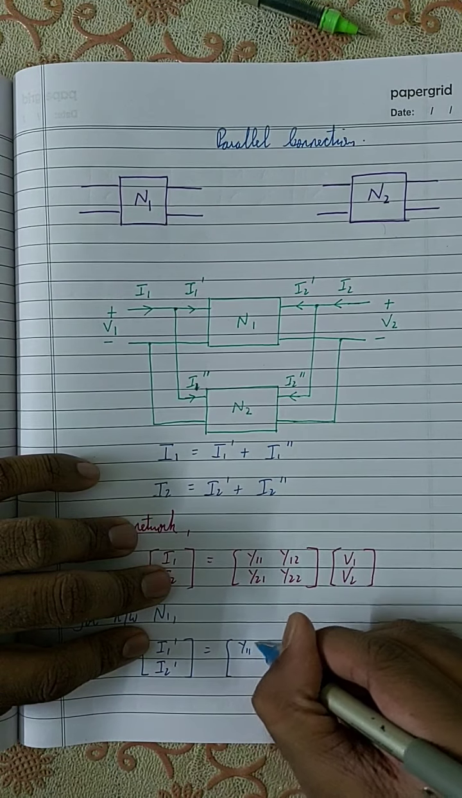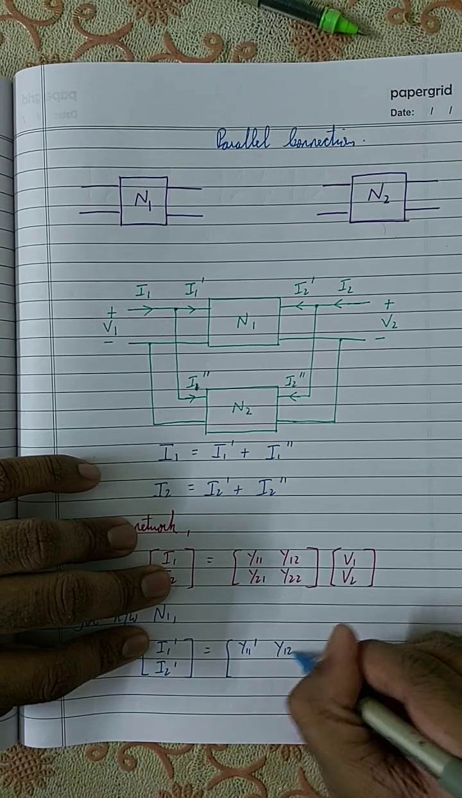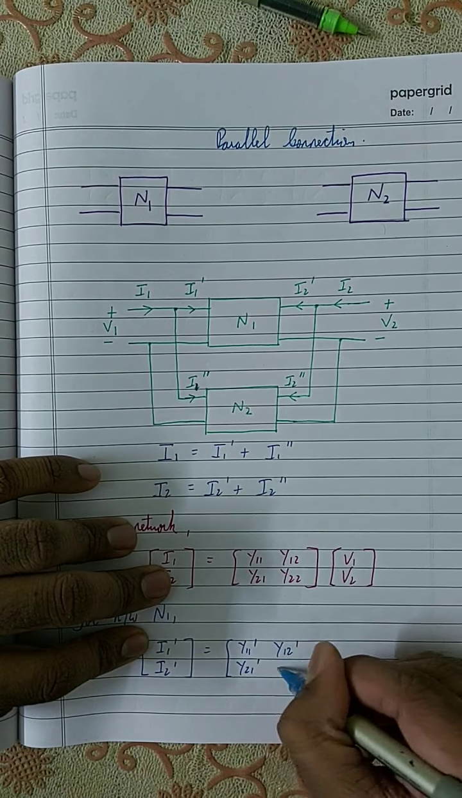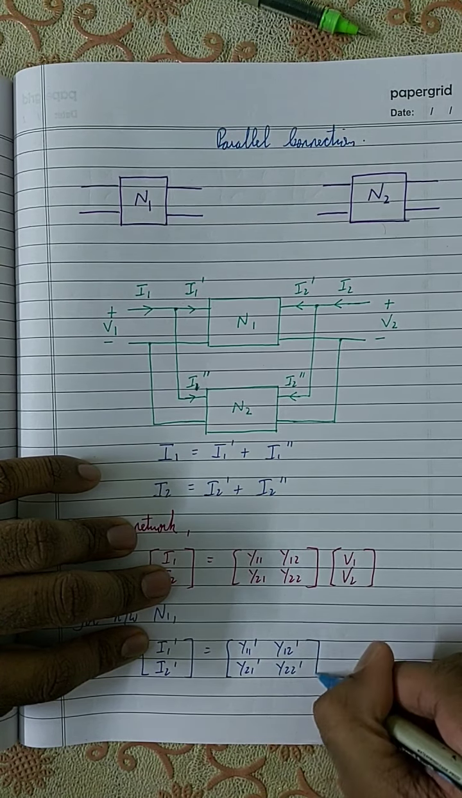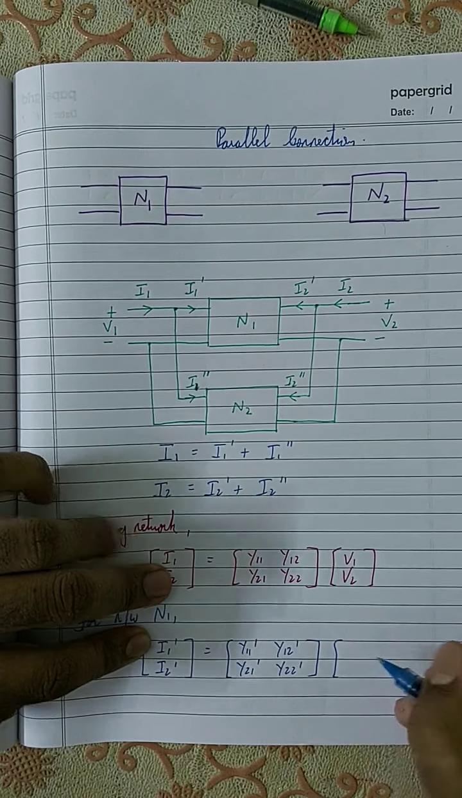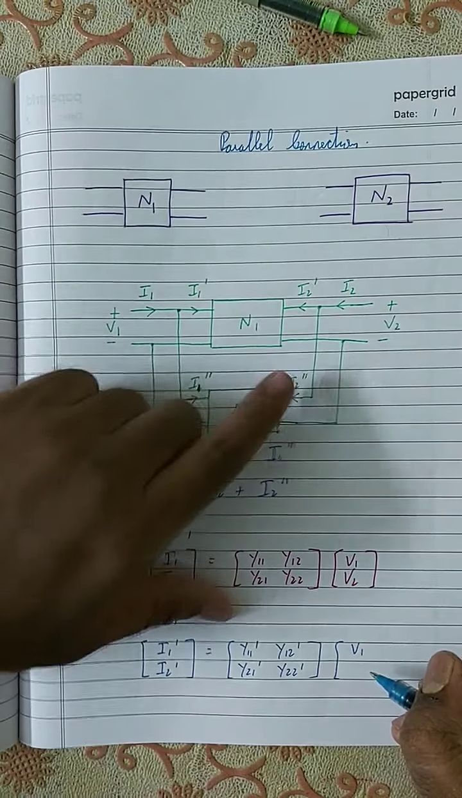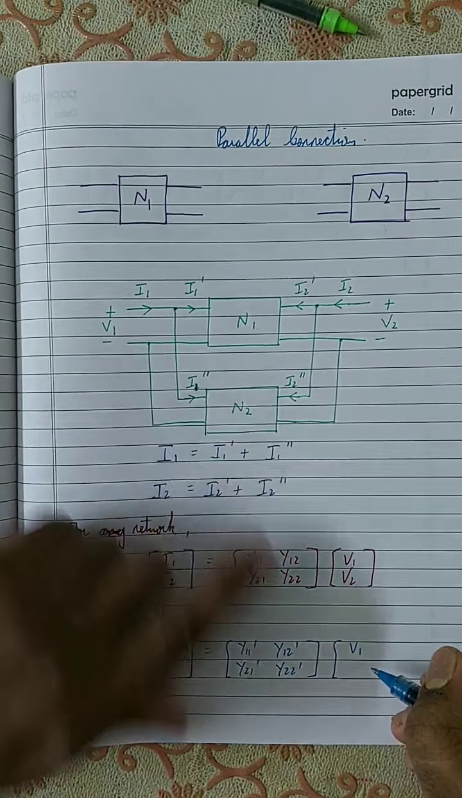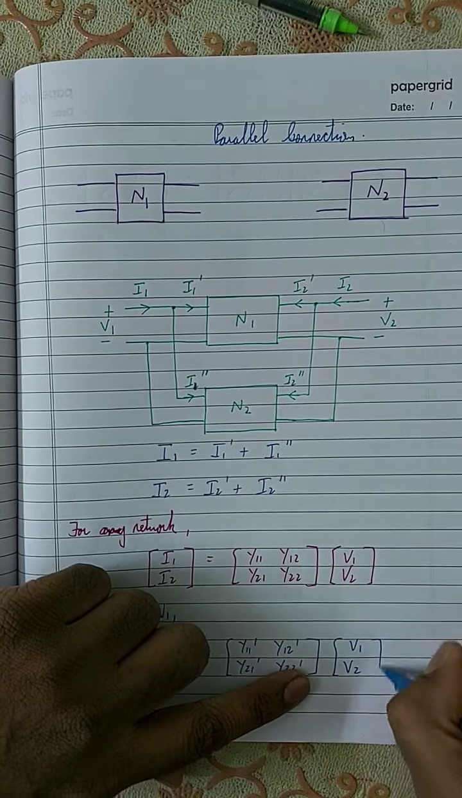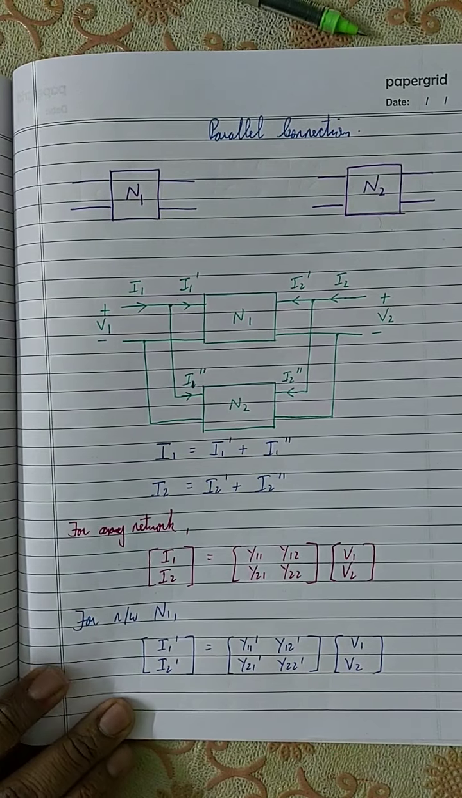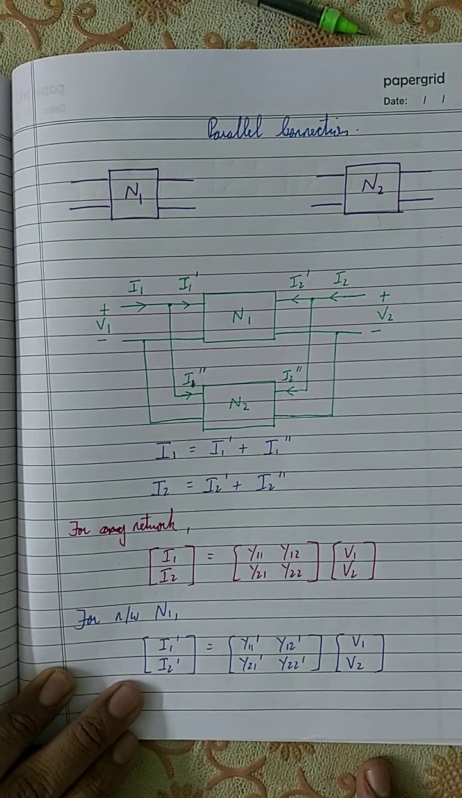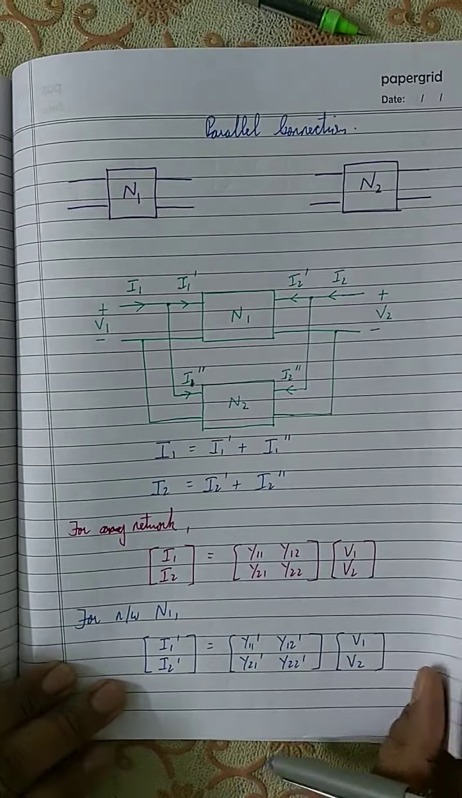So this is Y11 dash, this is Y12 dash, this is Y21 dash, this is Y22 dash, and V1 is the input voltage of N1, and V2 is the output voltage of N1, and both of them have the same voltages. This is how we write them for network N1. What about in the case of network N2?